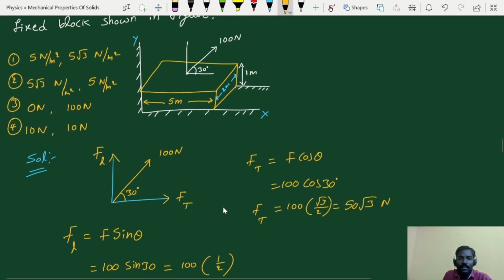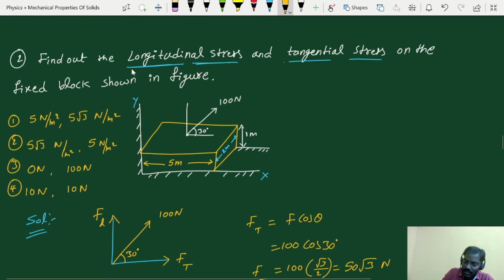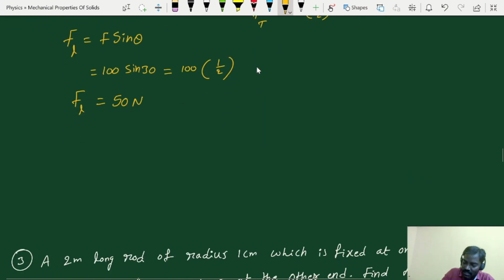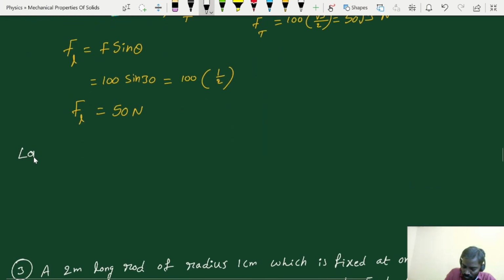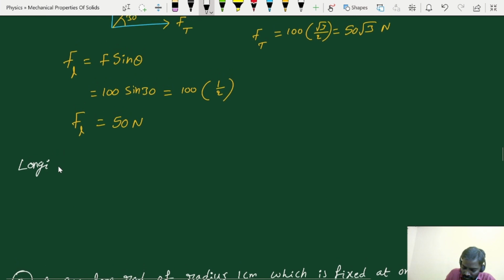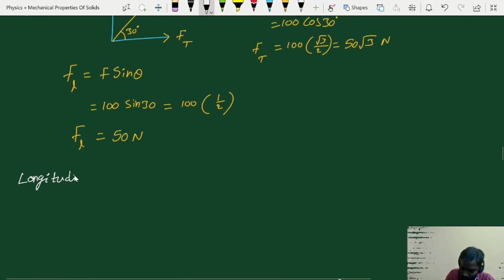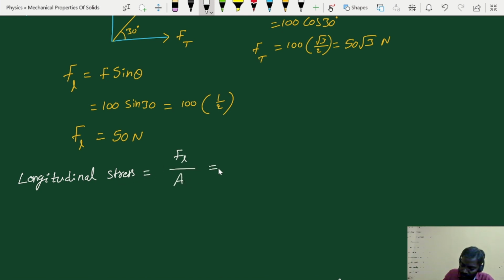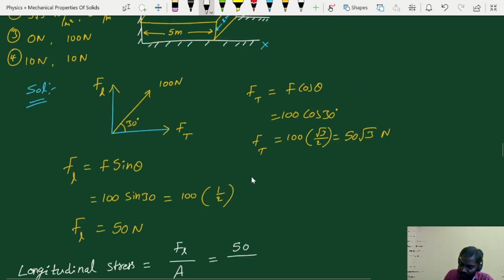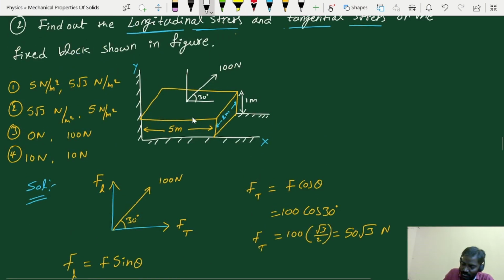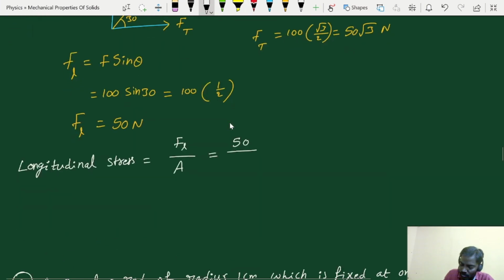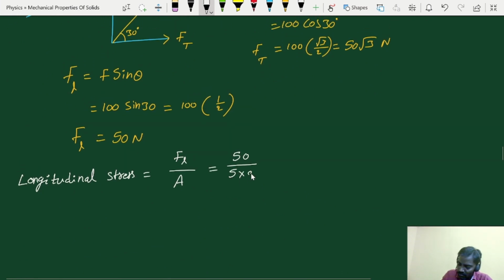Here they are asking two things, that is longitudinal stress as well as tangential stress. So longitudinal stress is equal to the longitudinal force per unit area, that is 50 by the area of cross section of this top surface, that is 5 into 2. So the required answer is 5 Newton per meter square.